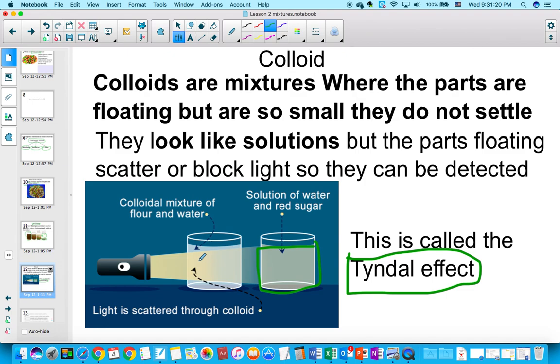It's not just enough to see the different parts. If you can detect them, if you can say, oh, well, the light finds it for me, then it's heterogeneous. A solution, even if you use light, you still can't find the different parts. So a solution will still be hard to tell, and it will still look like one thing.